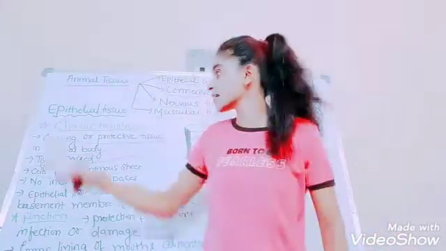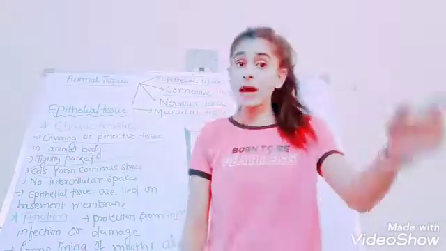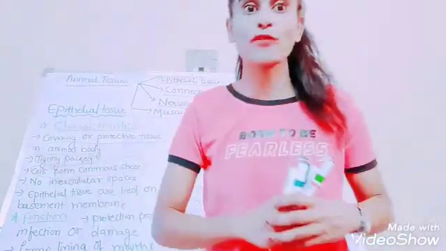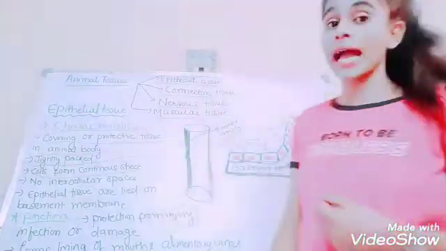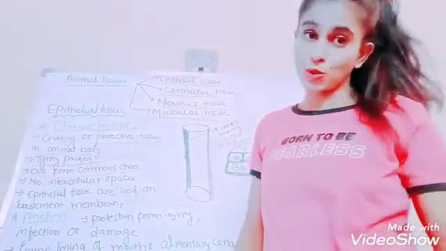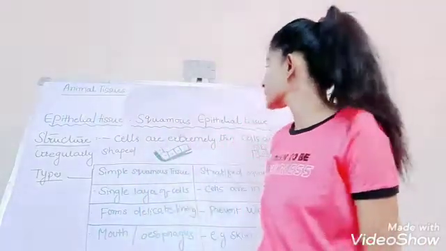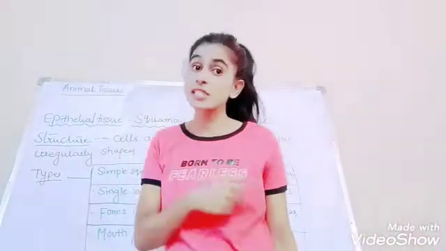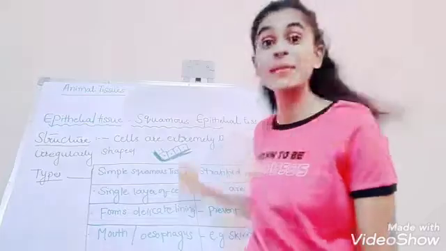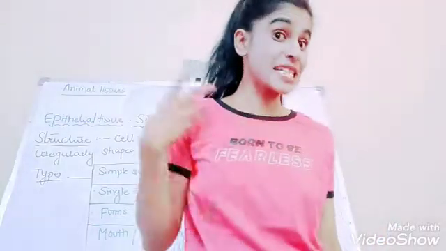Hope you understood the structure and the functions performed by epithelial tissue. Now let's move on to the types of epithelial tissues. The first type is squamous epithelial tissue. Today in this session we will be discussing only squamous epithelial tissue, which is mostly present in the mouth.